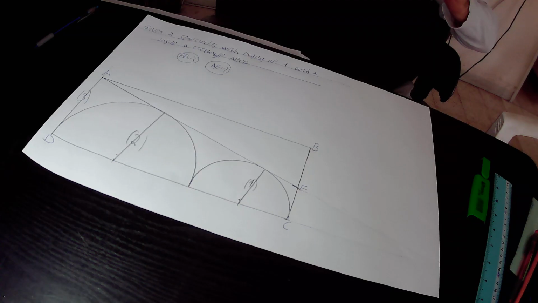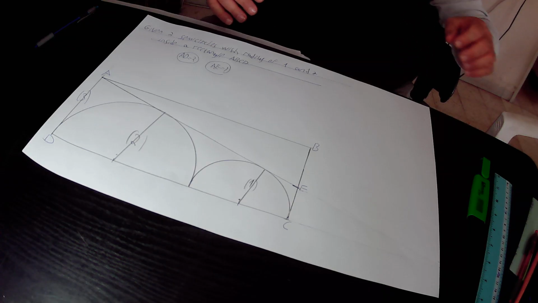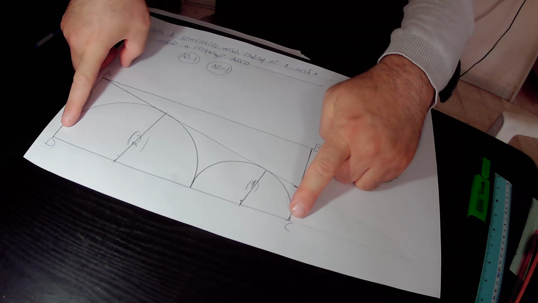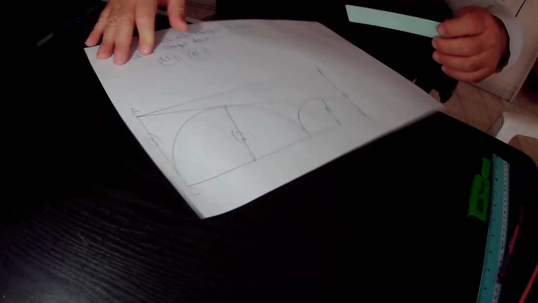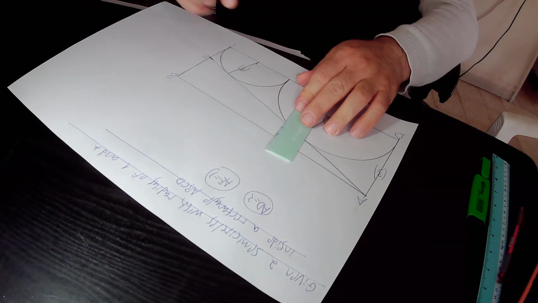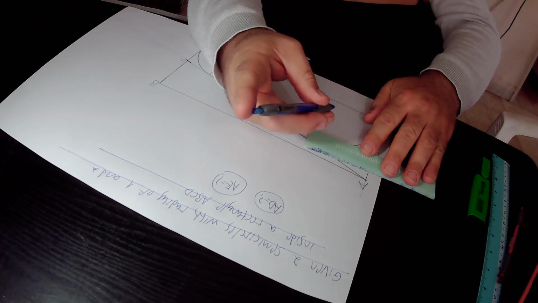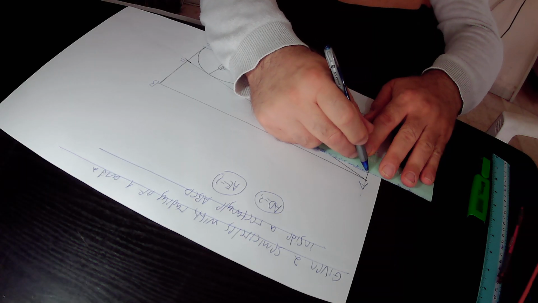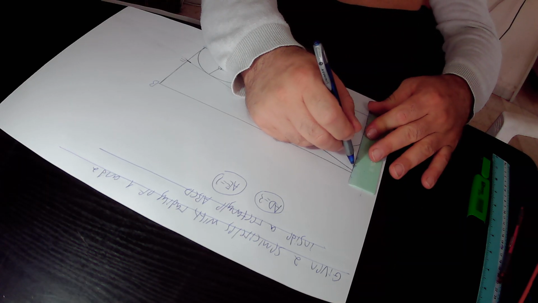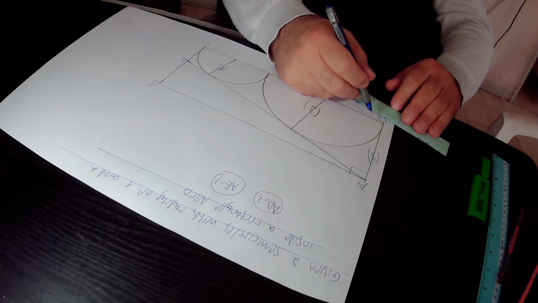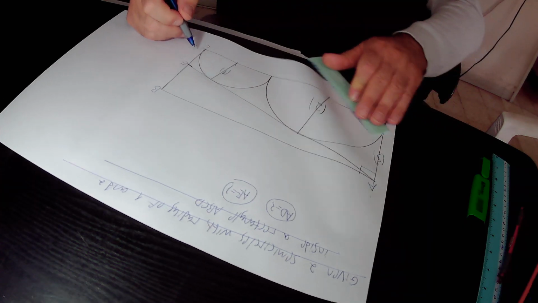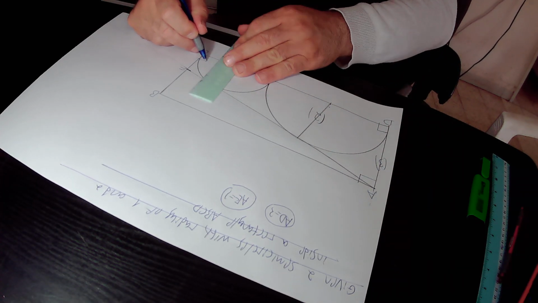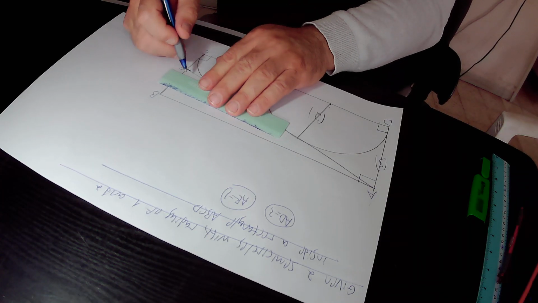So first of all, we know that all the angles inside any rectangle are right angles. So those 4 angles are all right angles. So we already know this angle is a right angle. This is also a right angle. This is a right angle. Finally, this is also a right angle.